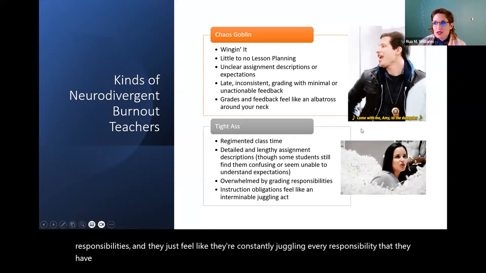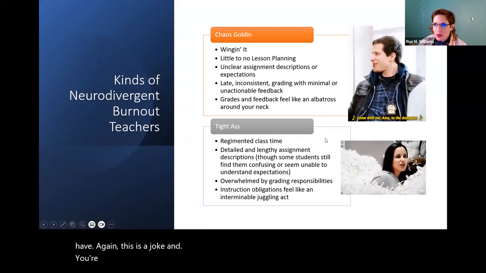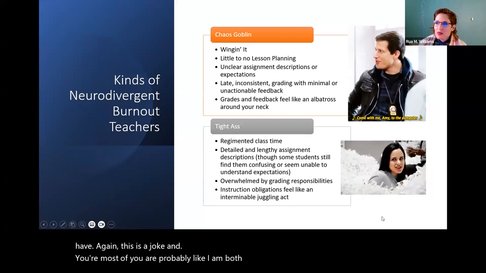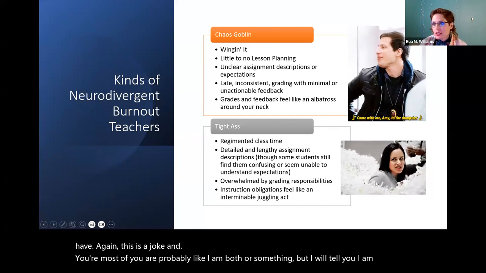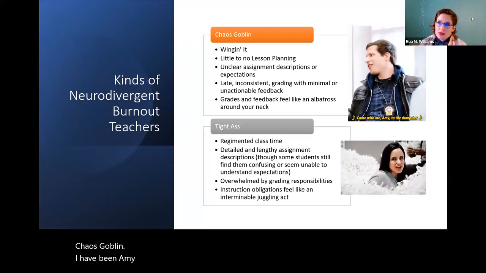Again, this is a joke. And most of you are probably like, I am both or something. But I will tell you, I am definitely Chaos Goblin. I have been Amy Santiago. I've been tight ass before.